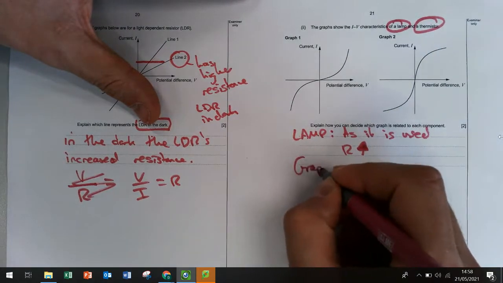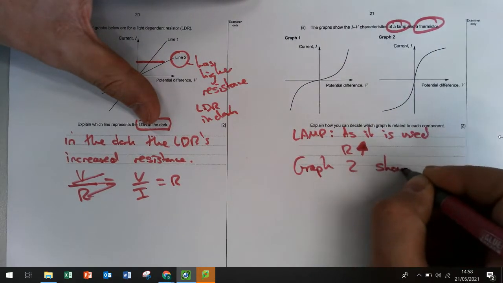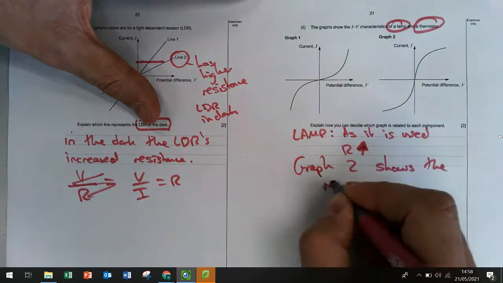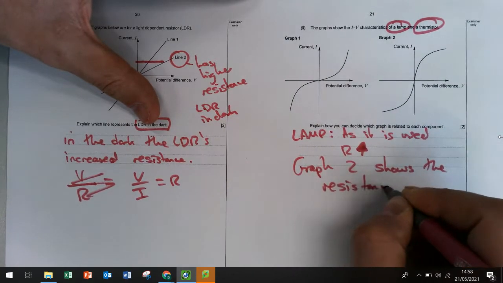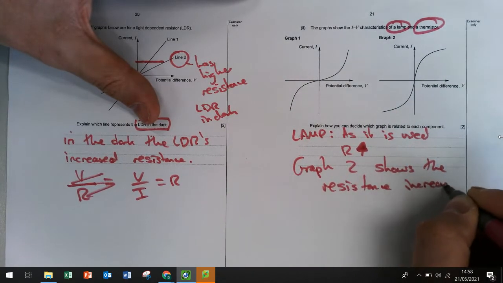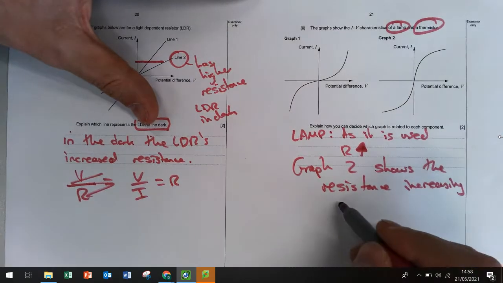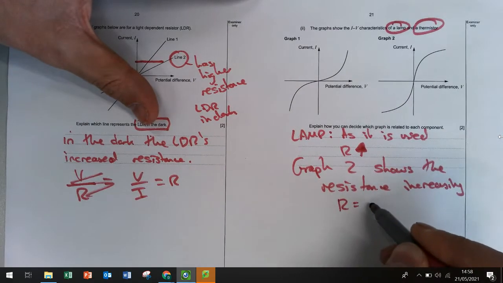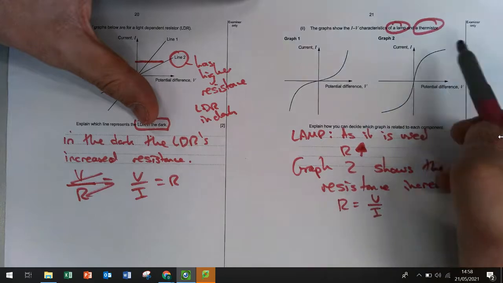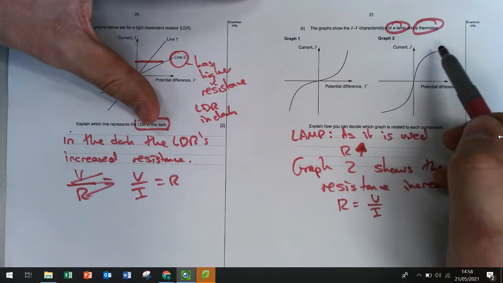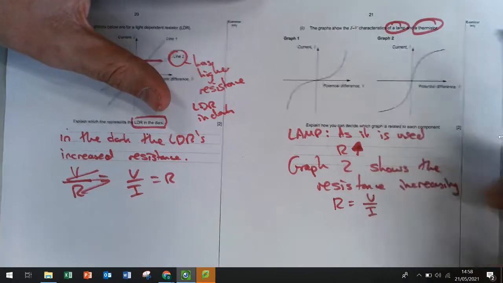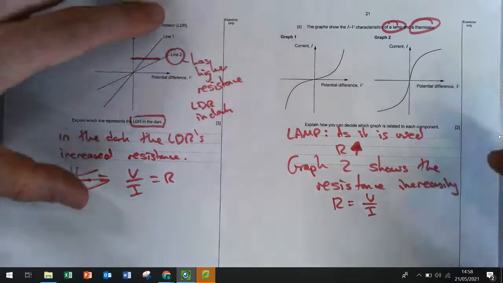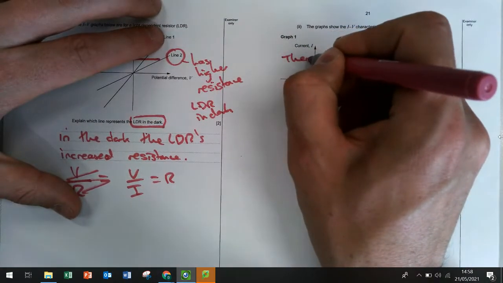So we could say something like graph 2 shows the resistance increasing because for a given value of I, the potential difference keeps on increasing, but the current is not, which means that graph 1, this one, must be the thermistor.